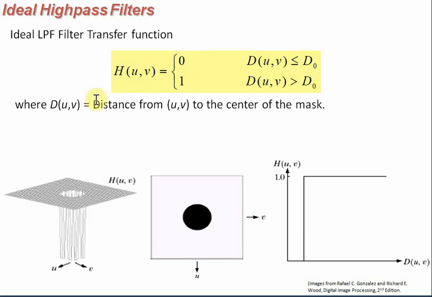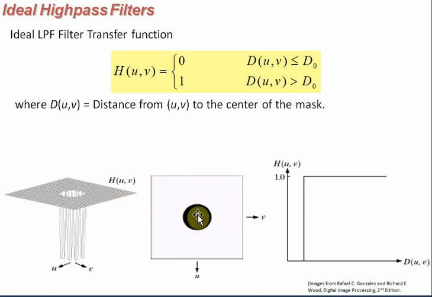Consider this one, the transfer function. H of u comma v is equal to 0 for D of u comma v less than or equal to D naught, and 1 for D of u comma v greater than D naught. Here D of u comma v is the distance from u comma v to the center of the mask. It has 0 at the origin, and as u, v increases, the value of H of u comma v is high. Now this is the image for the ideal high pass filter.